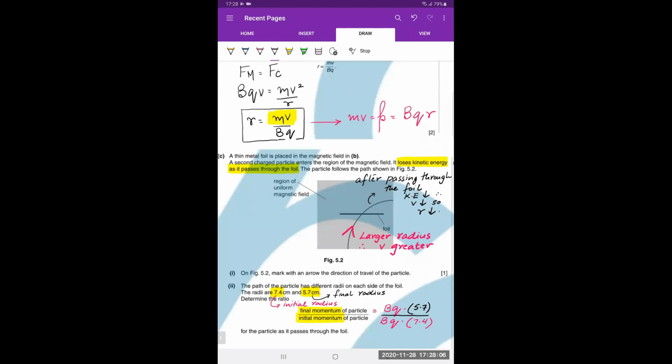The rest of the functions will get cancelled out, and the final ratio can be worked out. I'm getting the answer 0.77. Thank you, Ali. Since it's a ratio, I have not converted centimeters into meters. Let's look at the next one.